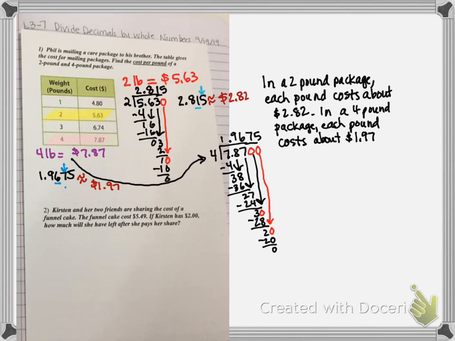All right, Kirsten and her 2 friends are sharing the cost of a funnel cake. The funnel cake cost $5.49. If Kirsten has $20, how much will she have left after she pays her share? Whew. So actually what I'm hearing going on are 2 different things. First off, we need to figure out what the cost is for each person. How much did each person pay for their share of the funnel cake? Next, for Kirsten specifically, we want to know how much money she has left over.